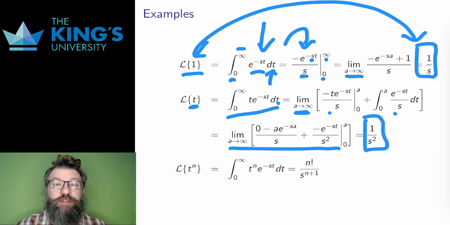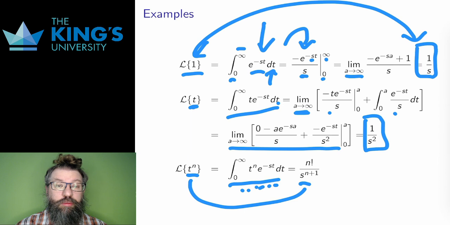What about other powers of t? I've not shown the work here, but they're essentially all repeated integration by parts. The result of each is the multiplication by another number in the numerator and another power in the denominator. In the end, the transform of t to the n is n factorial over s to the n plus 1.